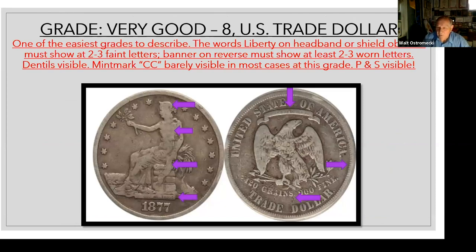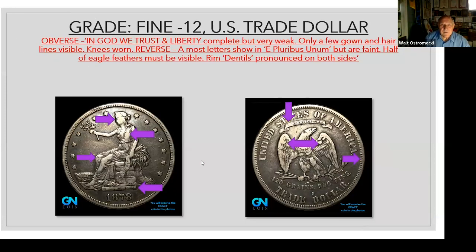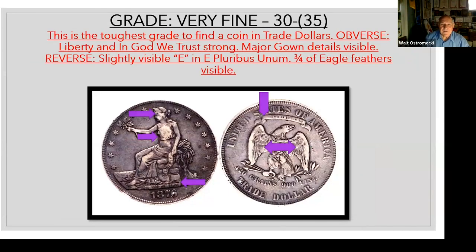So if you haven't been home again, take your time, come back to the program and visit it. Let's move on to fine 12. This one was from a coin dealer here. I found it. I liked the way he did it. But there's ding marks there. Here's a very fine. That's probably one I mentioned earlier, 30 to 35. This is the 35.